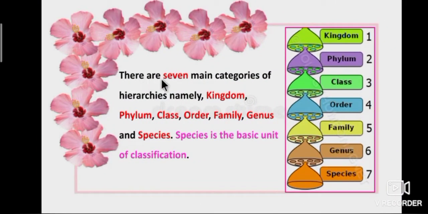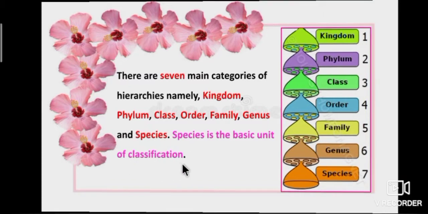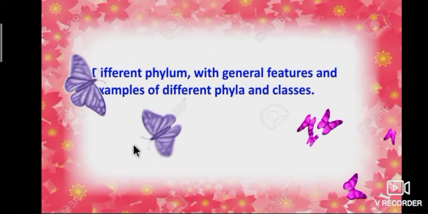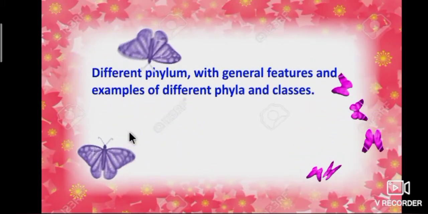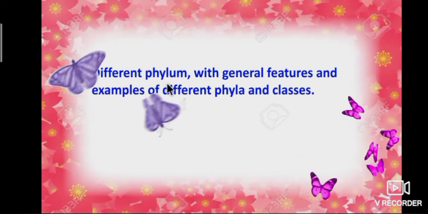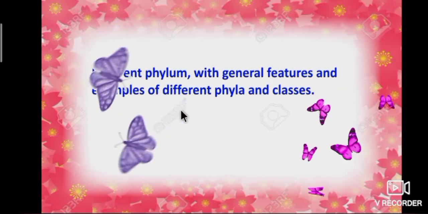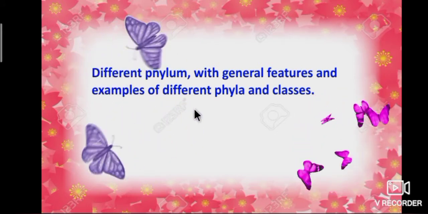There are 7 main categories of hierarchy, namely kingdom, phylum, class, order, family, genus and species. Species is the basic unit of classification. At last, we saw in the last class the different phyla, with general features and examples of different phyla and classes.